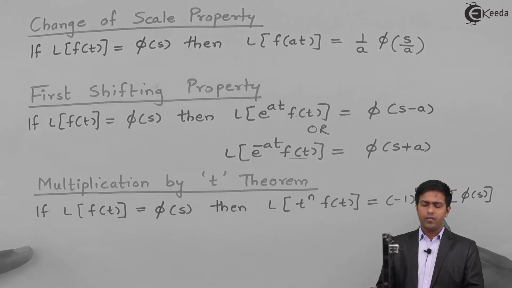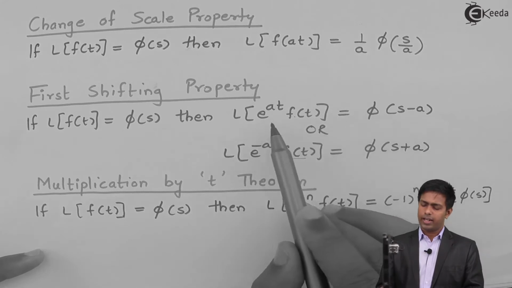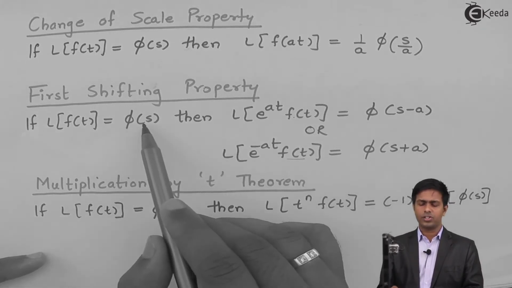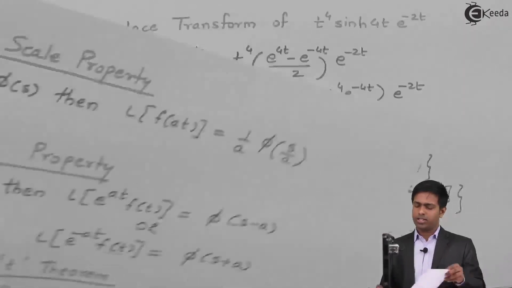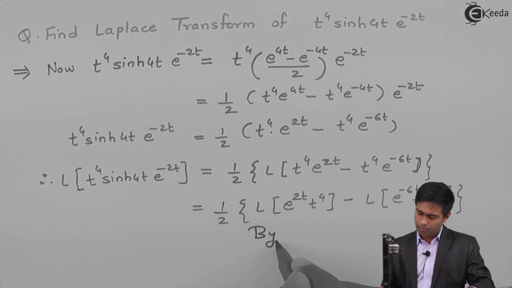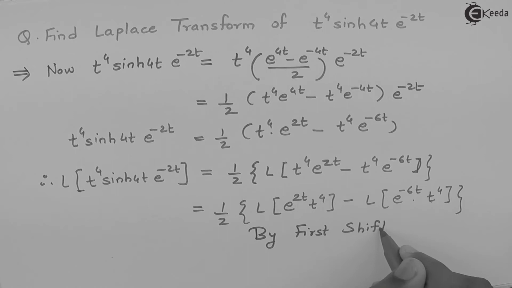So for that, we will use the first shifting property, in which we just have to get the value of function of s minus a or s plus a from function of s. So let's apply the first shifting property. So here I'll say, by first shifting property.